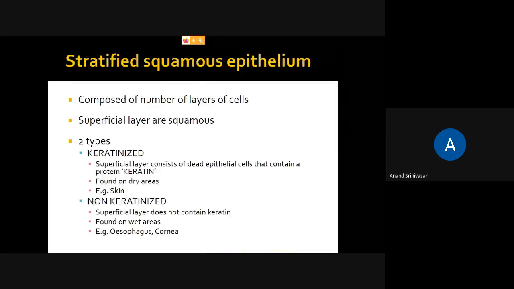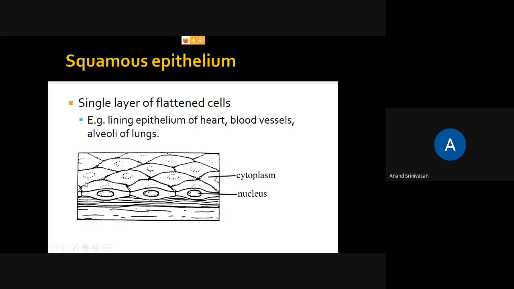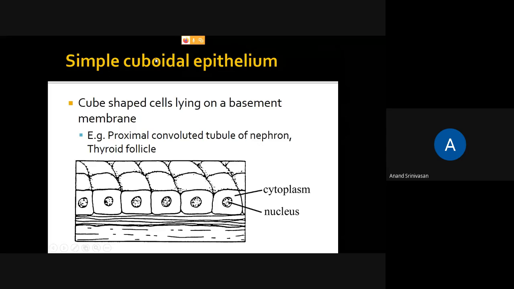All right, so once again, I will revise the epithelium. The epithelium has 7 types: 4 simple ones and 3 stratified ones. Simple means single layer. Simple squamous epithelium means flat cells. Example: heart, blood vessels, and lungs. Simple cuboidal epithelium: simple means single layer, cuboidal means the cells are cuboidal in shape. Example: it's found in the nephrons and thyroid follicles.